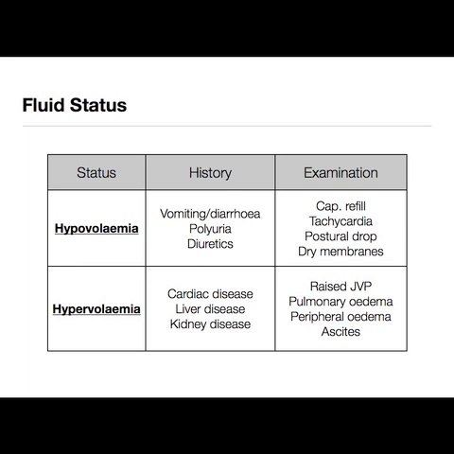If we want to think about hypervolemic hyponatremia, you want to think about the major organ failures, so cardiac disease, liver disease, and kidney disease, and you want to look for the characteristic signs of overload that include raised JVP, pulmonary edema, as manifested by perhaps bibasal crepitations, peripheral edema, and ascites.